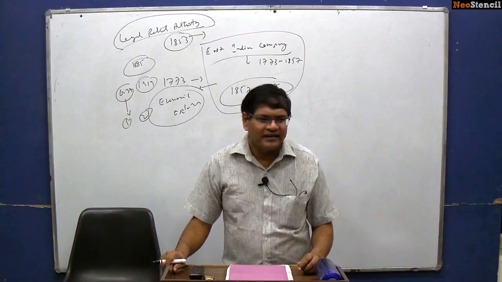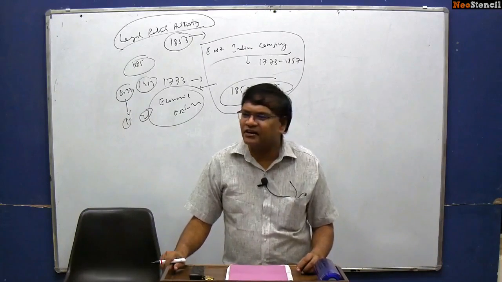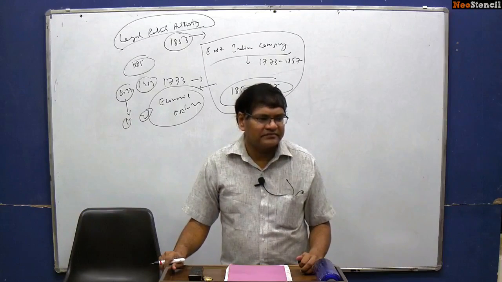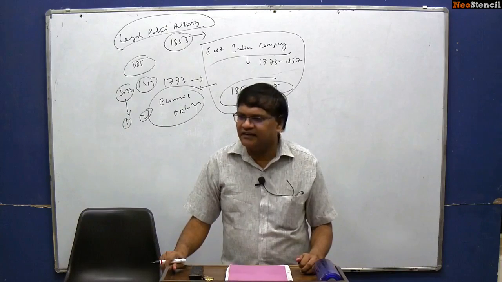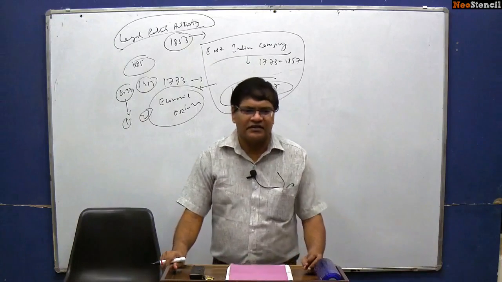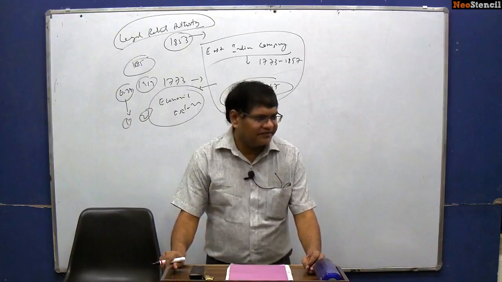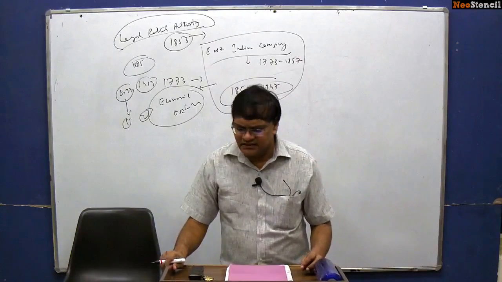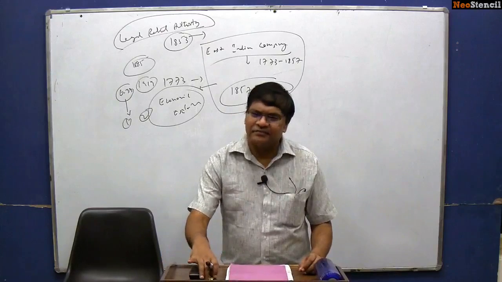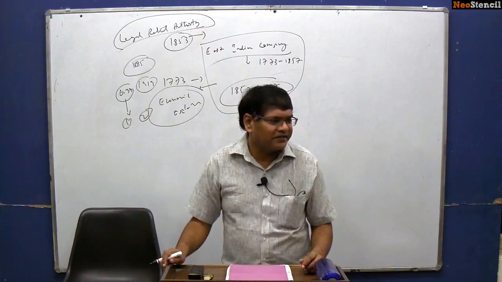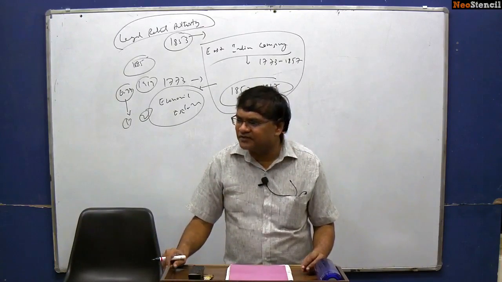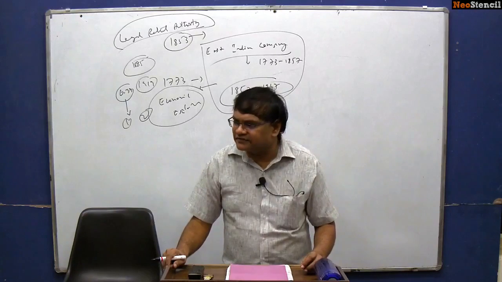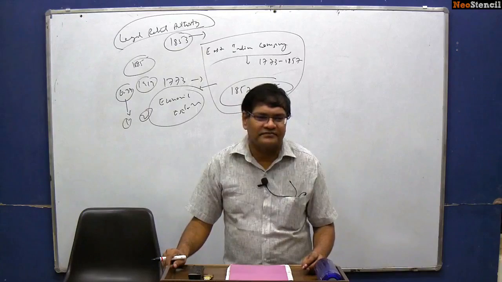Britishers had opted for what is called divide and rule policy. Divide and rule. They divided the Indians on the basis of their religion, on the basis of their caste, on the basis of their region, on the basis of their language, and they ruled the entire country. In fact, when Mahatma Gandhi was asked about the divide and rule policy of the Britishers, he made a very famous cryptic statement. He said that we divided ourselves and they ruled us.